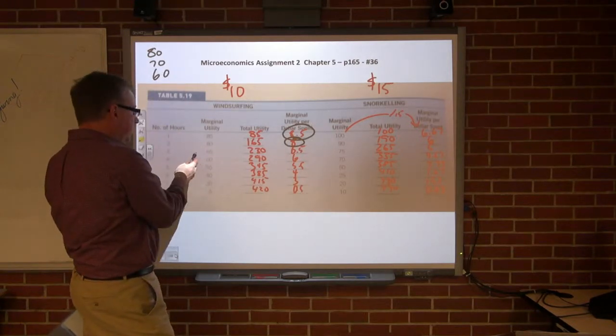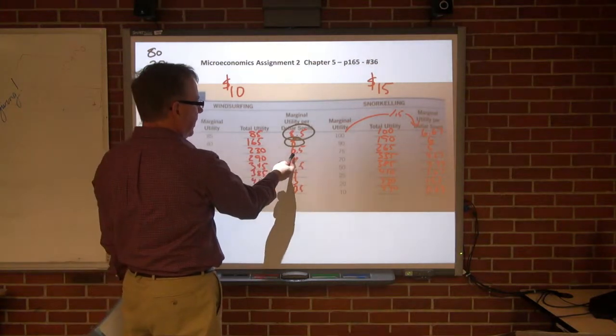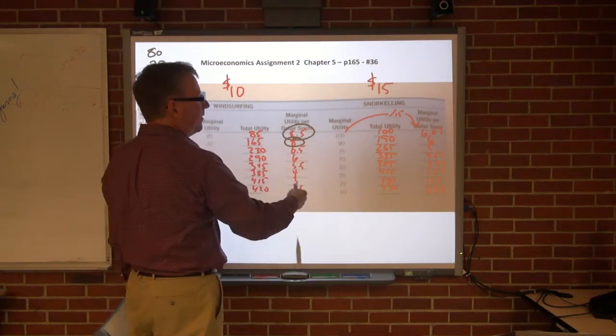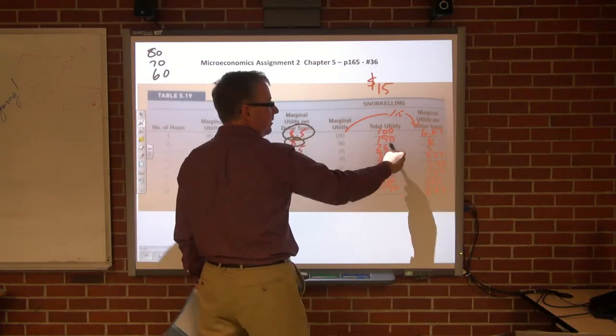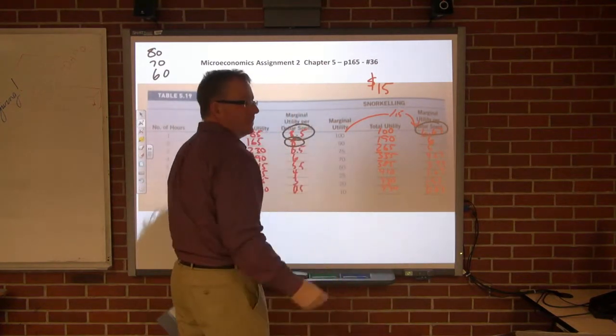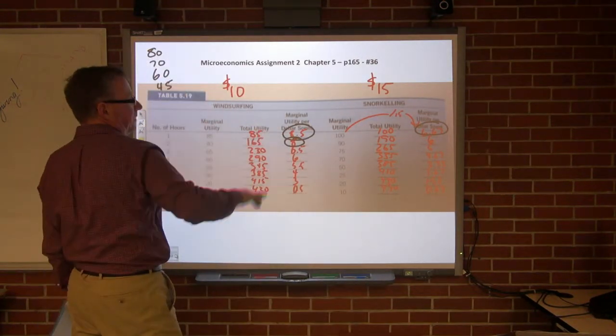We come back again and we say, well, what do we do? Do we do windsurfing? Well, the next level of windsurfing has a marginal utility of 6.5. The marginal utility of snorkeling for that first hour, 6.67. So we're going to go snorkeling. In this case, it's a little bit higher. Now we're down to $45 because that was $15 to do that.